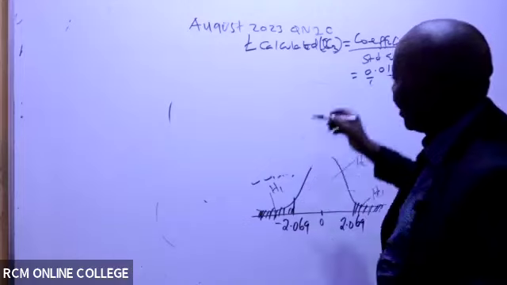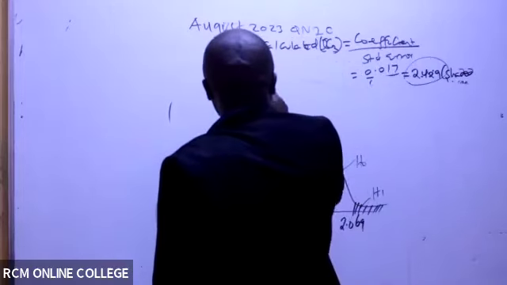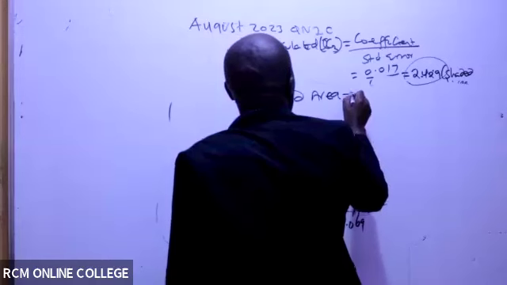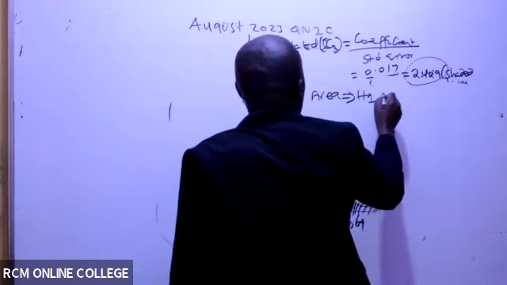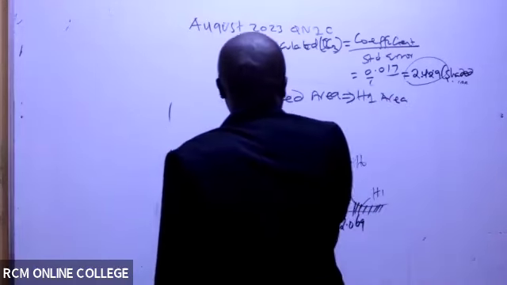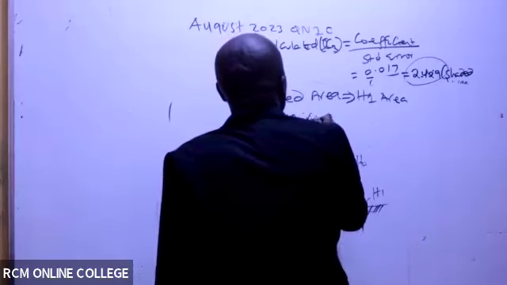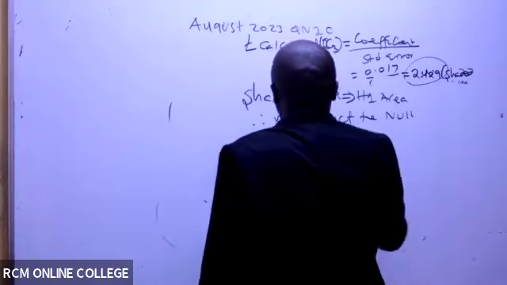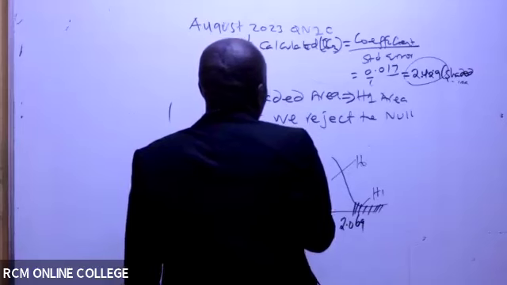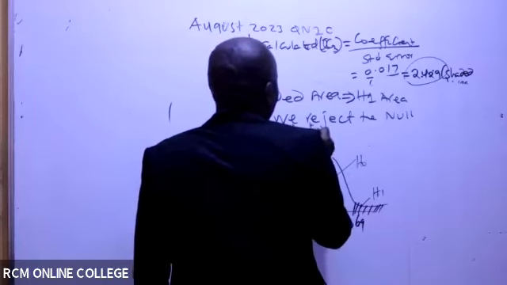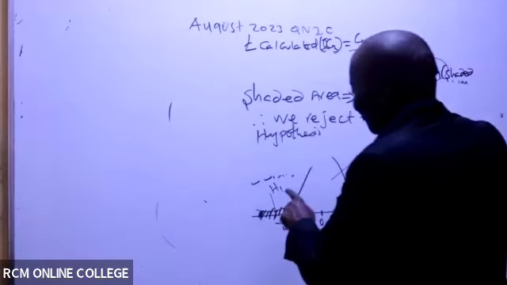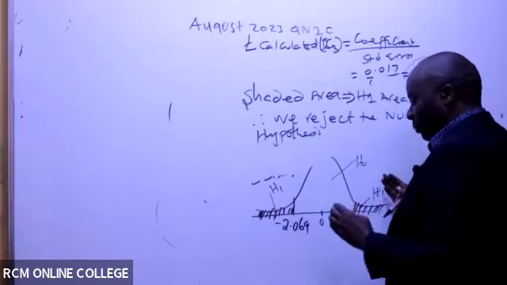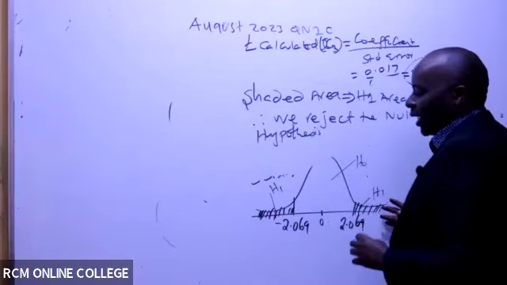What you are calling, let me write here. In this case here, it is the H1 area. And therefore, we reject the null hypothesis. That's how you must always make reference to the null, right? So it is in H1. So you're now portraying the broader picture. We are rejecting the null hypothesis.